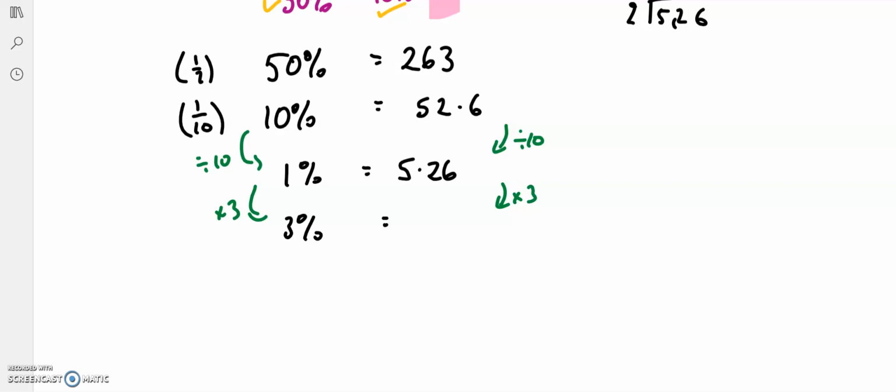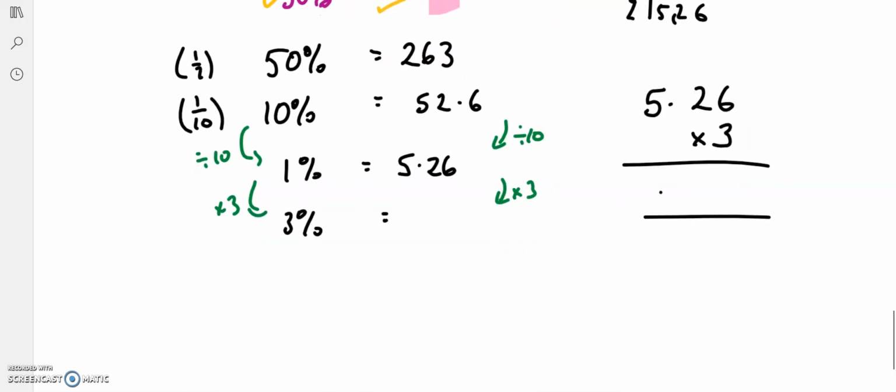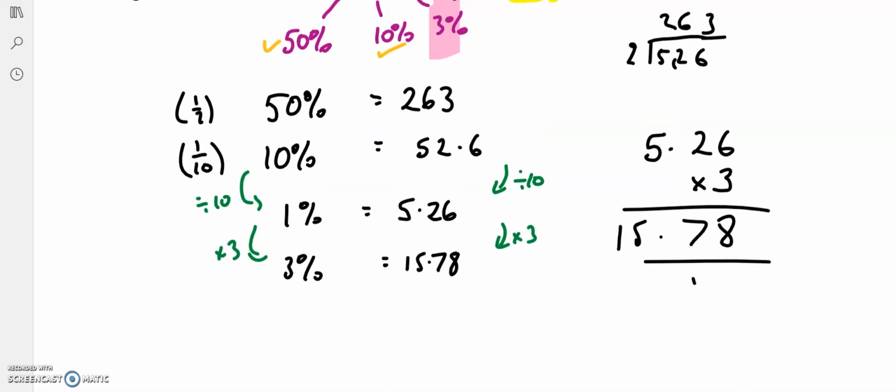So I'm going to do 5.26 times 3. Put that decimal point in there. What's that? 18. Carry the 1. 6 plus 1 is 7. I think that's going to become 15.78. So I now know 3%.